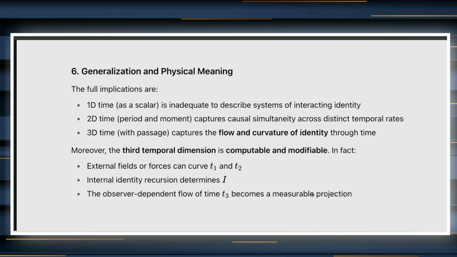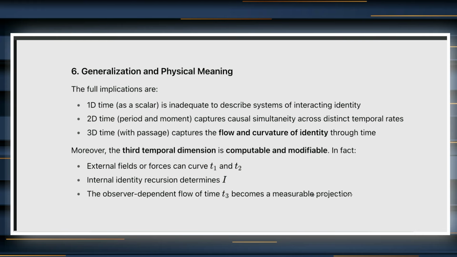The full implications are: one-dimensional time as a scalar is inadequate to describe systems of interacting identity. Two-dimensional time, period and moment, captures causal simultaneity across distinct temporal rates. Three-dimensional time with passage captures the flow and curvature of identity through time. Moreover, the third temporal dimension is computable and modifiable. In fact, external fields or forces can curve T1 and T2. Internal identity recursion determines I.